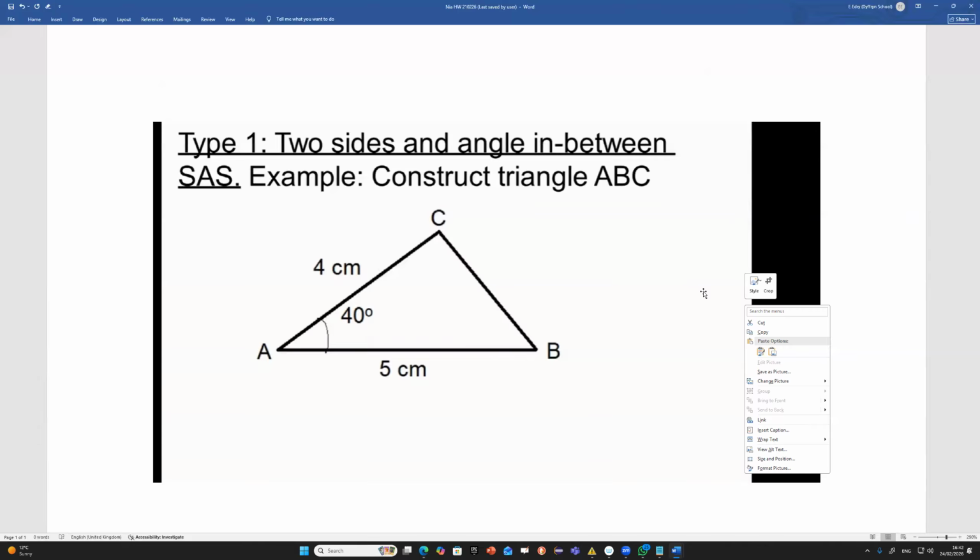Right. The first thing we do, we draw a 5 centimeter line. So that's going to do that, like that. So we have this 40-degree angle. What I'm going to do is get my protractor and put that on A, where the 40-degree angle is. Then I'm going to make a mark at 40 degrees, just there. And then you've got 4 centimeters. So what you can do then is just join A to that.